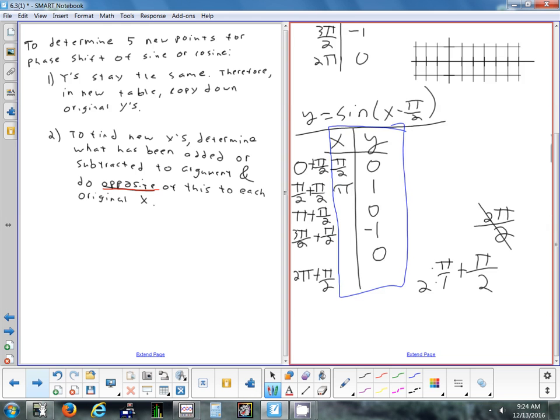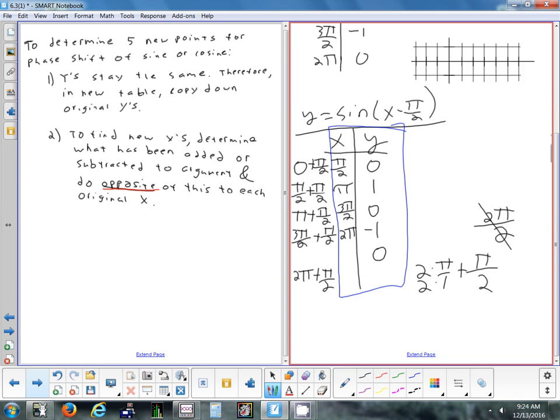Multiply the bottom by 2. Multiply the top by 2. What's 2 pi over 2 plus 1 pi over 2? 3 pi over 2. Next one already has a common denominator. What's 3 pi over 2 plus 1 pi over 2? 4 pi over 2.